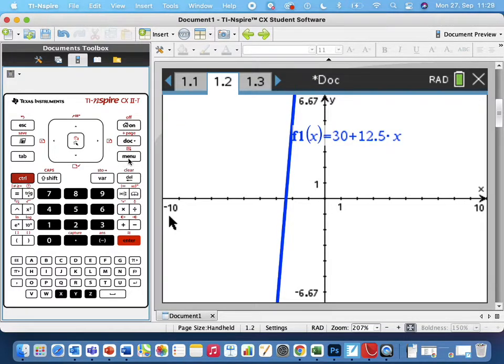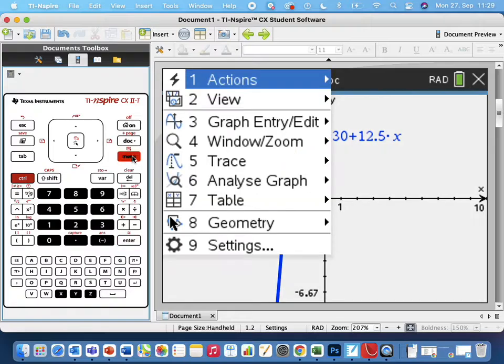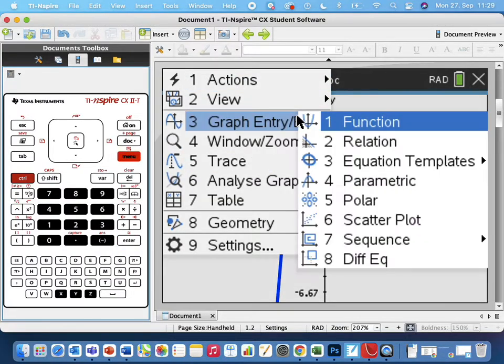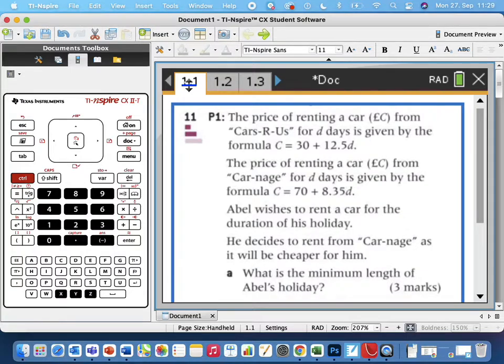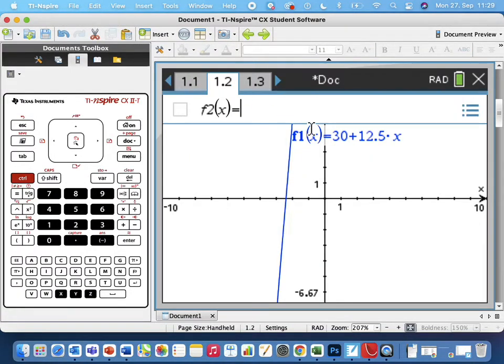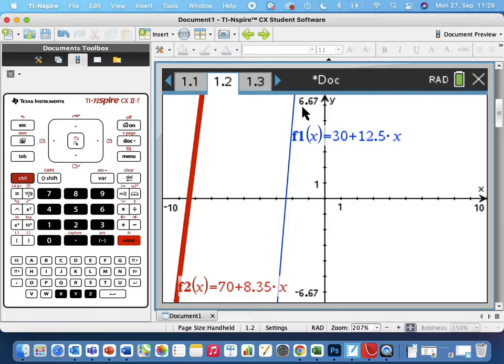And it doesn't matter about the scale for now. We are going to go to menu, graph entry, function, and now we do the second one, which is 70 plus 8.35x. And because it's linear, you kind of know that the y-intercepts are 30 and 70.